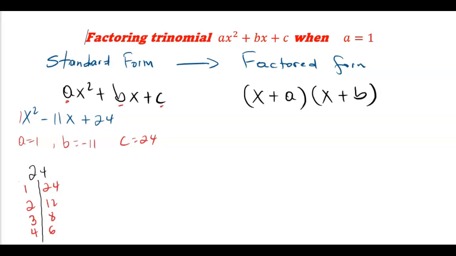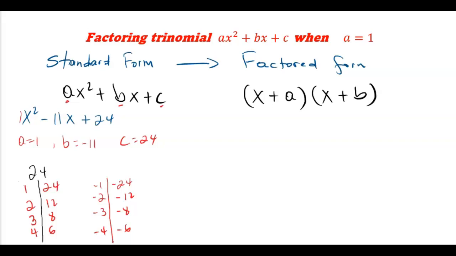So these are for the positive numbers. For the negative numbers, we also know negative 1 times negative 24 is 24. Negative 2 times negative 12 is 24. Negative 3 times negative 8 is 24. Negative 4 times negative 6 is 24. These are the factors of 24.